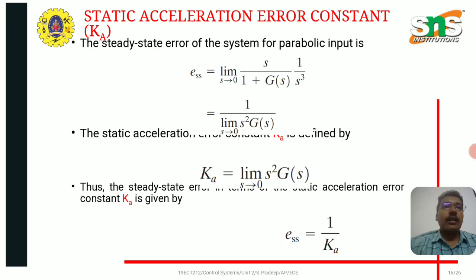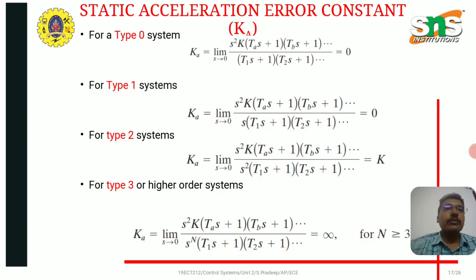The steady state error of the system for parabolic input is E equal to 1 by limit s tends to 0 s square G of s. The static acceleration error constant Ka is defined by Ka equal to limit s tends to 0 s square G of s, where the steady state error is given by E equal to 1 by Ka. For type 0, type 1, type 2 and type 3 systems, the static acceleration error constant Ka is given by these equations.